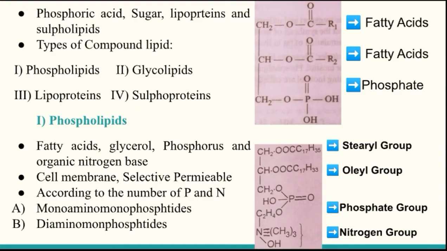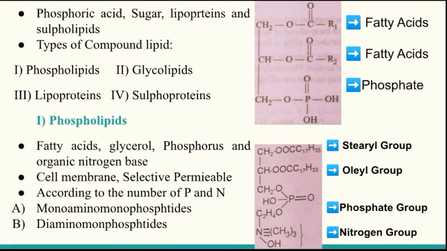Okay, and in the second structure you see here a stearyl and an oleyl group, that is the fatty acids, one stearyl and one oleyl group. These are the two fatty acids, and one phosphate group as well as one nitrogen group or choline group also. Okay, that is one particular structure of the phospholipid.